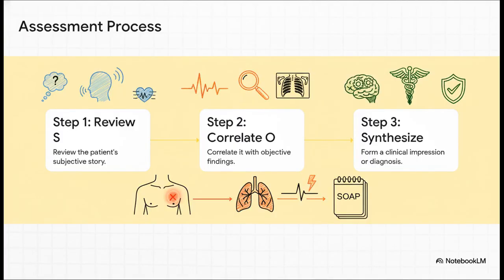The process is really logical. You review the subjective clues from the patient, you correlate them with the objective evidence you found, and then you form your clinical impression. For example, connecting the patient's report of that squeezing chest pain, that's the S, with specific changes you see on their EKG, that's the O, allows you to synthesize a diagnosis.